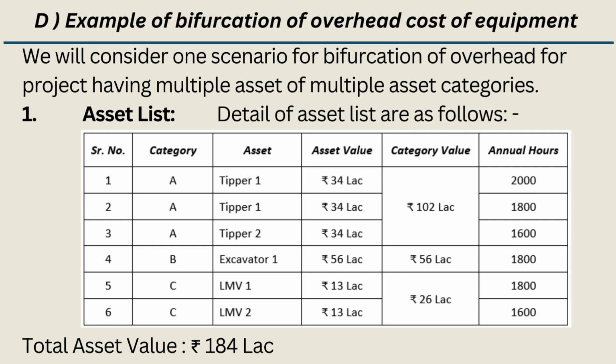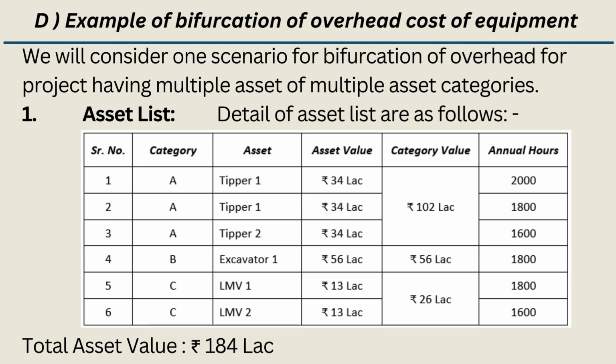D. Example of bifurcation of overhead equipment categories wise based on asset value and equipment wise on asset hours. We will consider one scenario for bifurcation of overhead for project having multiple asset categories. 1. Asset list. Detail of asset list are as follows. Here, we have divided asset in 3 category A, B, and C.